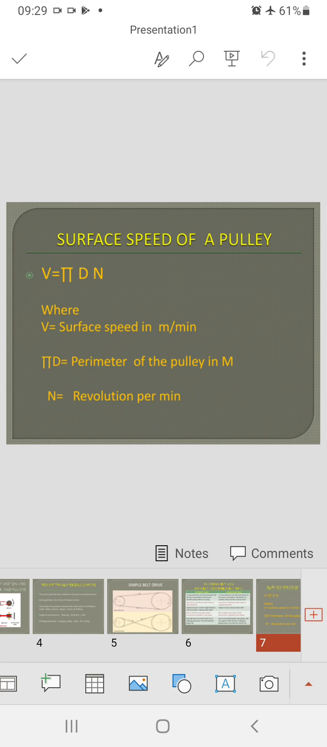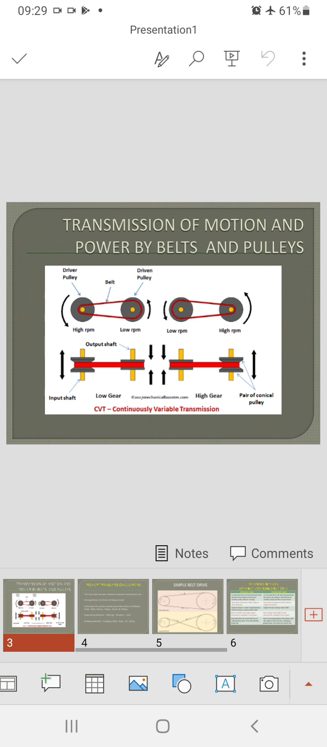At last, the surface speed. To solve the problems, we require the formula for surface speed. Since the belt is wrapped over the surface of the pulley, the speed of the belt depends on the surface speed of the pulley. It is given by V equal to pi d n, where pi is the constant value 3.14 or 22/7, and d is the diameter of the pulley, which is always in meters, and n is the rotations per minute or revolutions per minute. It means how many rotations of the pulley occur per minute.